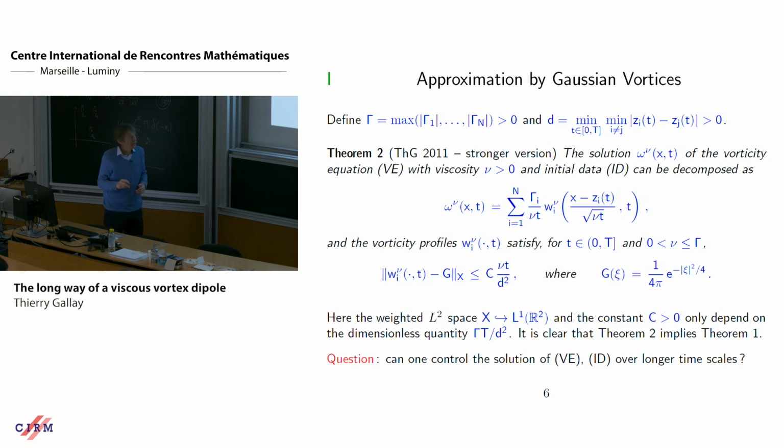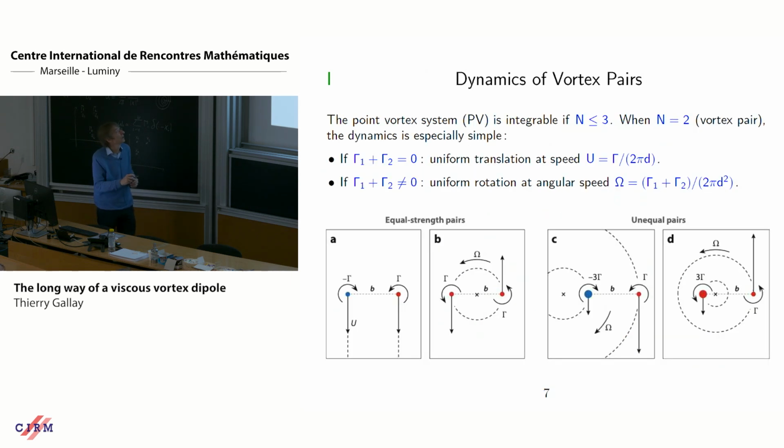Okay. Now in the rest of the talk I will consider some very specific, very simple initial configuration, not a general configuration of vortices, but a configuration where you have only two vortices. Okay. These are vortex pairs. For vortex pairs, this has been known since the 19th century. There are two interesting cases. The first one, if you have a pair of opposite circulation, so a negative vortex with circulation minus gamma and a positive vortex with circulation plus gamma, then the pair is just uniformly translating downwards with a velocity which is gamma over 2 pi times the distance between the vortices. Okay, so this is uniform translation.